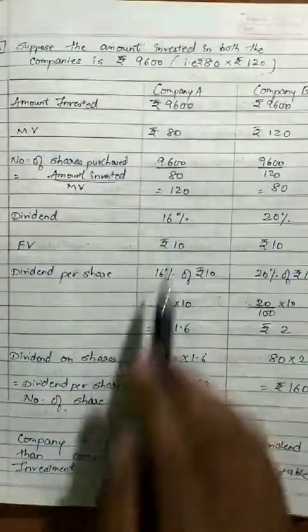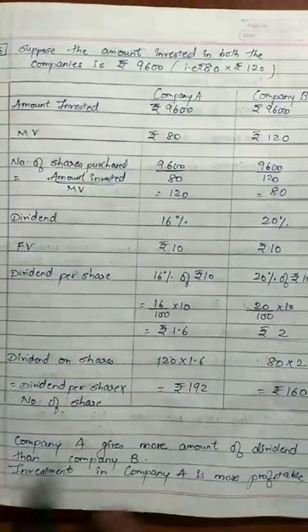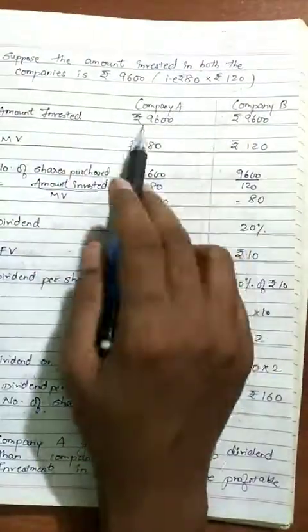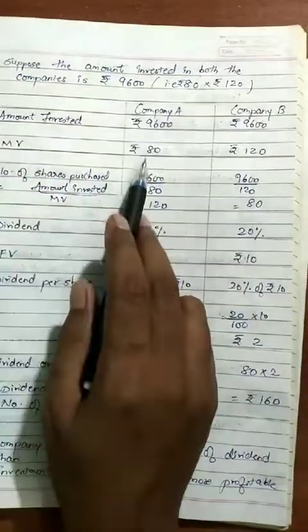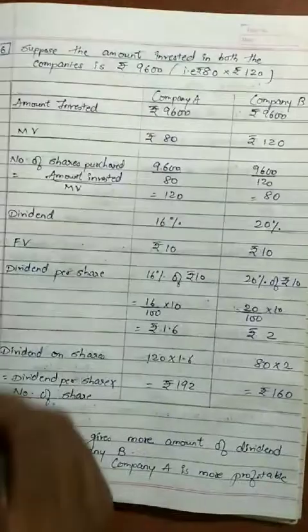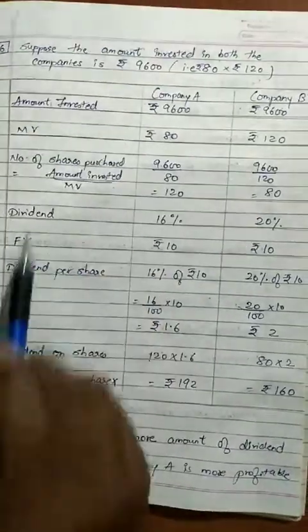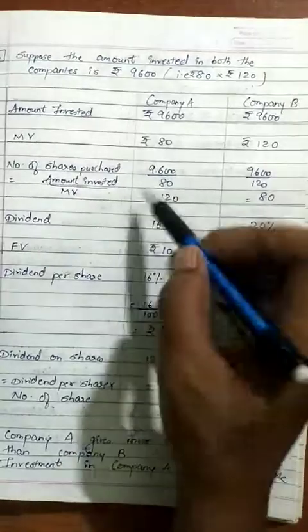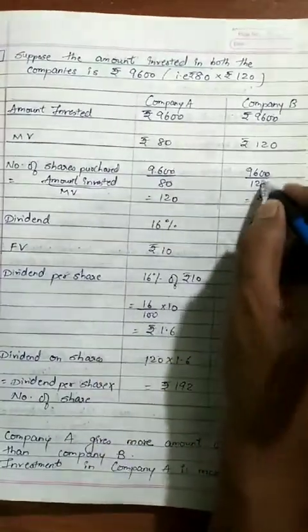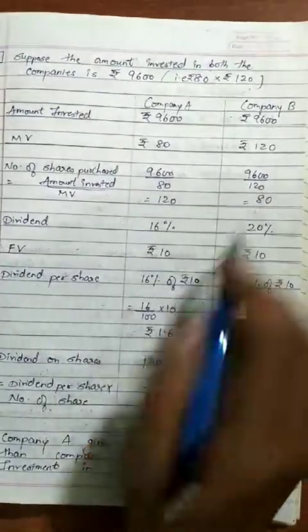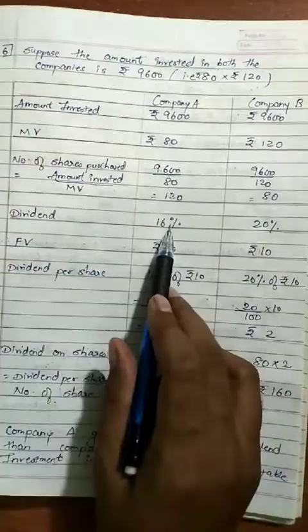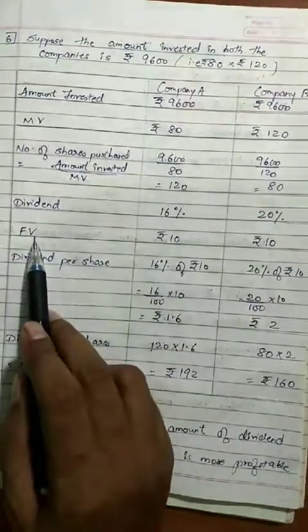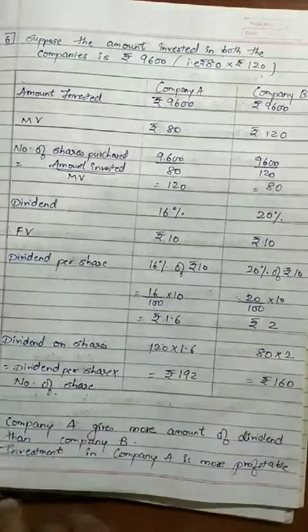80 into 120 will give you 9,600. So the amount invested in both the companies is the same. And market value is what? 80 and 120. So number of shares purchased is what? Amount invested upon market value, which will give you 120 and 80. Dividend 16%, 20%. Face value is the same, 10 rupees, 10 rupees.